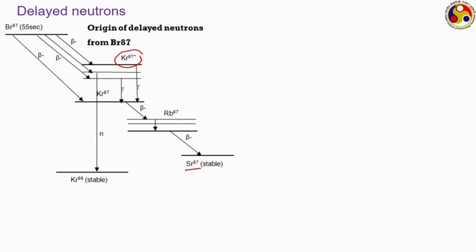By undergoing beta decay, it can also produce krypton 87 which is a normal isotope, not an excited stage like this. Now, krypton 87 is neutron rich, and therefore, it is very likely to emit a delayed neutron and become a stable krypton 86 isotope. So, while most of this chain corresponds to either beta decay or gamma emission, only one path originating from bromine 87 can lead to the formation of delayed neutrons and krypton 86, the stable isotope.